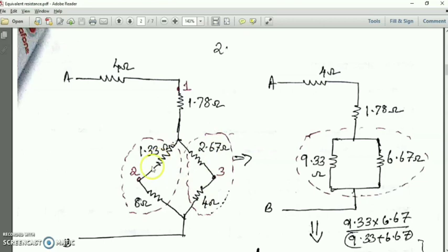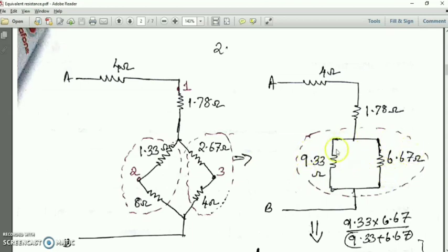Similarly, look here what is happening. The current which is coming through 1.33 will go through 8 ohm. So 1.33 and 8 ohm are in series. Okay, so we can simplify accordingly. So this and this in series, we can add them and we can get 9.33. 2.67 plus 4 will get 6.67. And what is the nature of these two resistors? You can see these two resistors are in parallel.